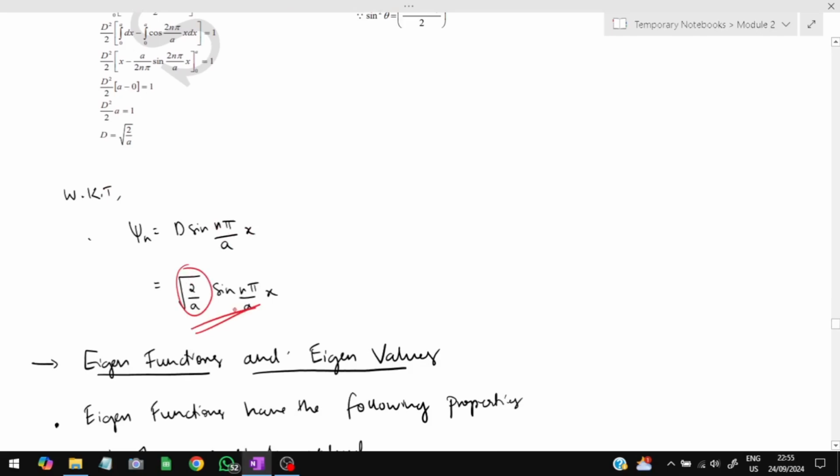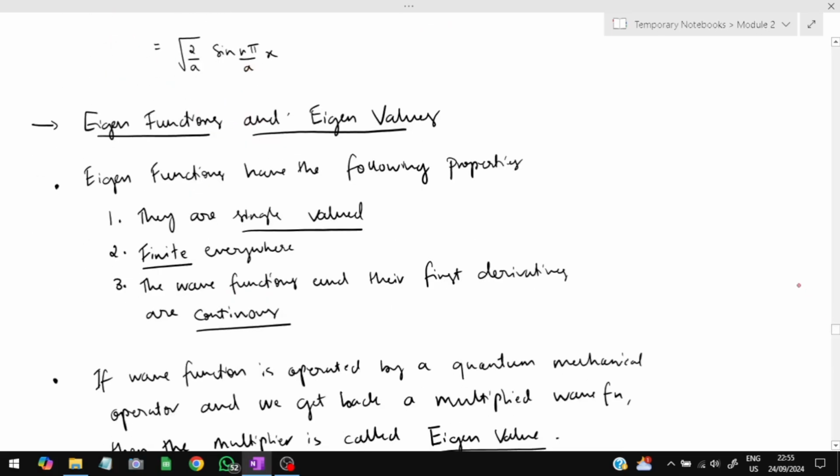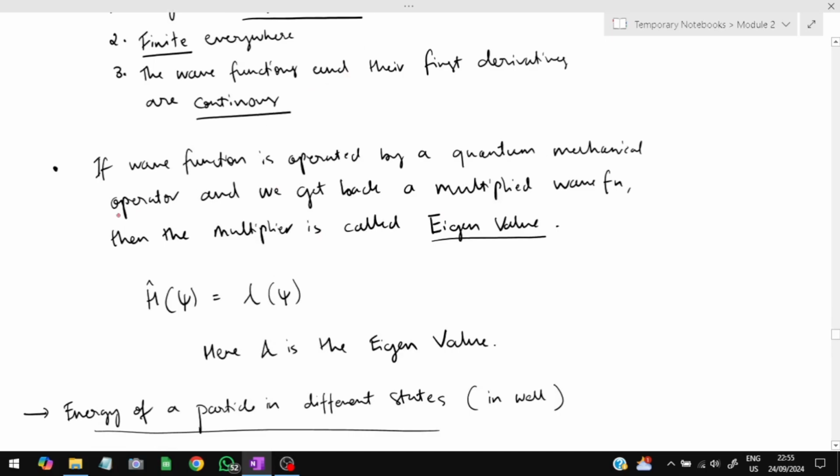Next we have the eigenvalues and the eigen functions. The eigen functions have the following properties: they are single valued, finite everywhere, and continuous. If the wave function is operated by a quantum mechanical operator and we get back the multiplied wave function, the multiplier is called the eigenvalue. That multiplier is called the eigenvalue.